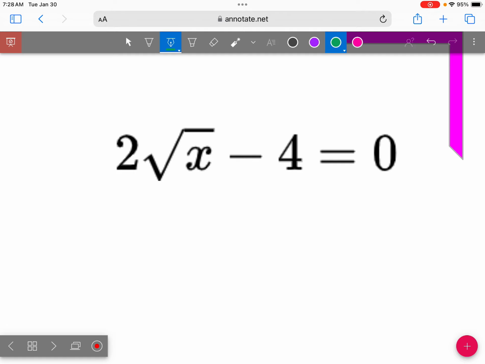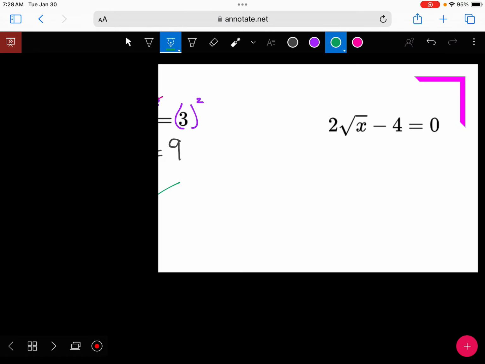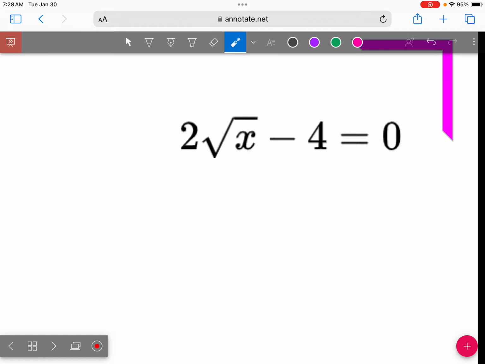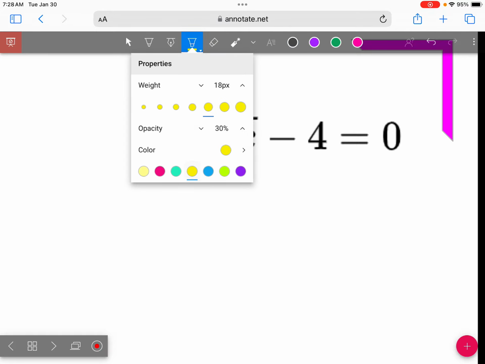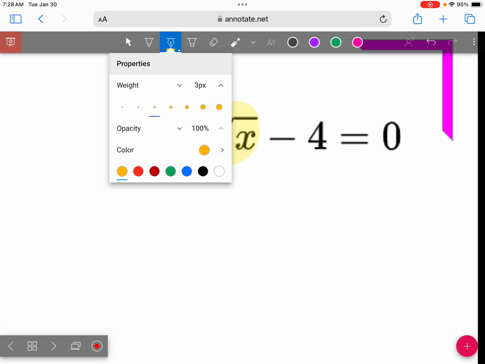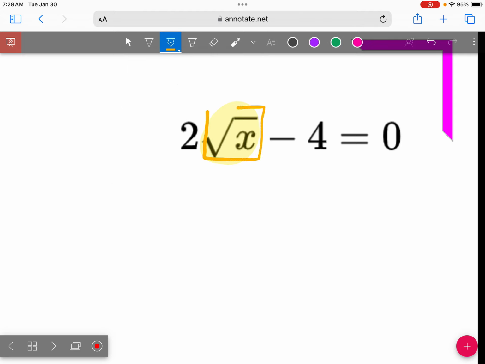Because more often than not, we'll have something like 2 square root of x minus 4 equals 0. So if I have something like 2 square root of x minus 4 equals 0, we've got to start with our isolate step. Means I need everything outside my square root to go to the other side of my equal sign. I need this chunk by itself. I need my square root all by itself. So everything outside that yellow box to go away. What do I need to do to get everything outside that yellow box to go away? Add 4.